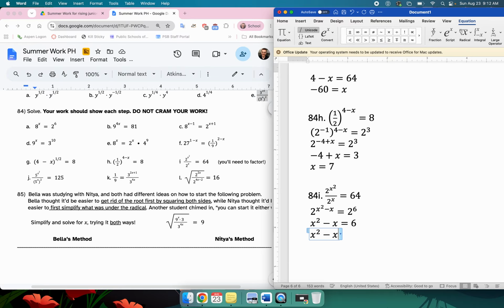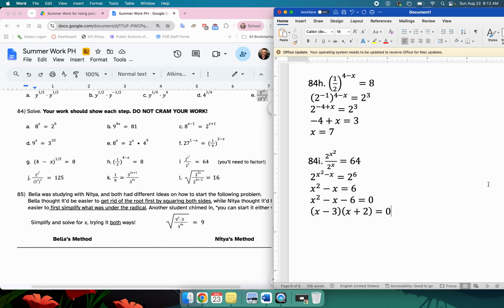That's a quadratic, so you should put everything on one side. That factors as x minus 3 times x plus 2, right? Multiplies to negative 6 and adds up to negative 1, so you get x equals 3 or negative 2.